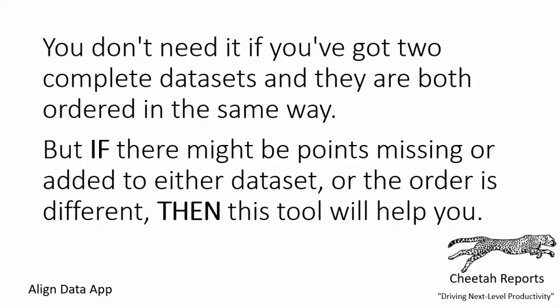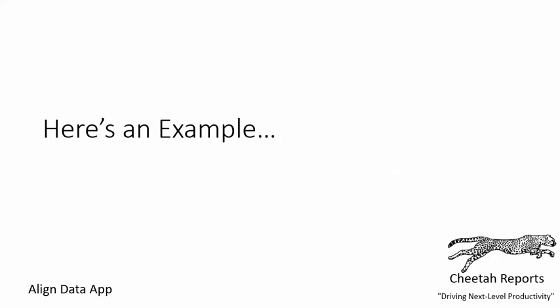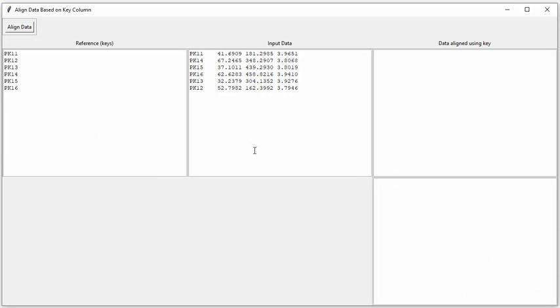You won't need it if you've got two data sets ordered in the same way. But if there might be points missing or added to either data set, or the order is different or might be different, then this tool will help you. So here's an example. This is just built into the software so that you can play with it. This is the reference column, and that is how you tell it what order you want the data to be in.